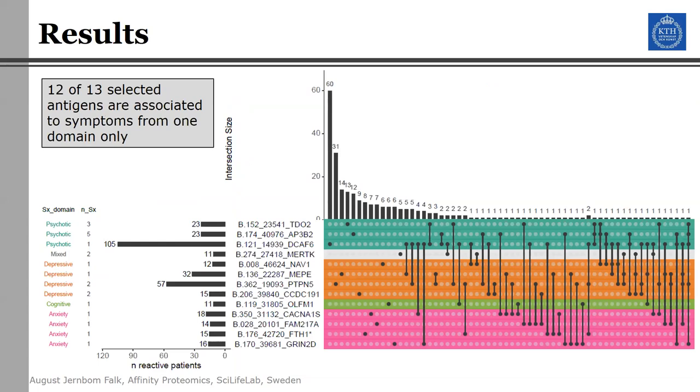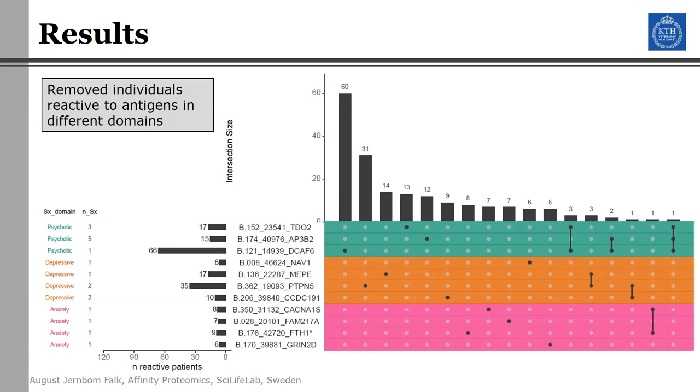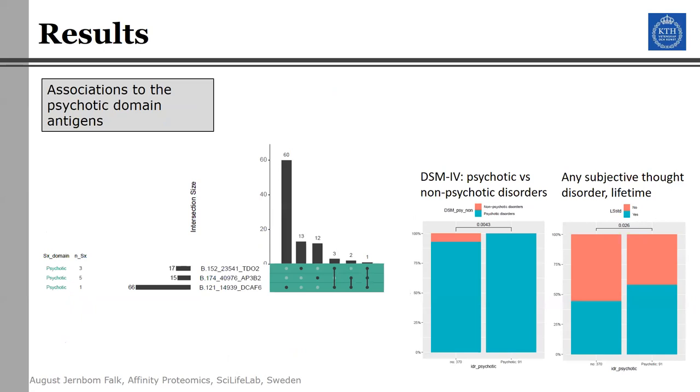Now, this is a very interesting pattern, since this could indicate the presence of clinically defined subgroups that are also reactive to these groups of antigens. To investigate this further and reduce confounding, we removed the individuals that were cross-reactive between the symptom domains. Showcasing one example here in the psychotic domain, we investigated it further with other symptoms. So as we hoped, the individuals reactive to these three antigens had a higher prevalence of psychosis than the other individuals. We also found an unexpected finding that these individuals had a higher prevalence of subjective thought disorder.